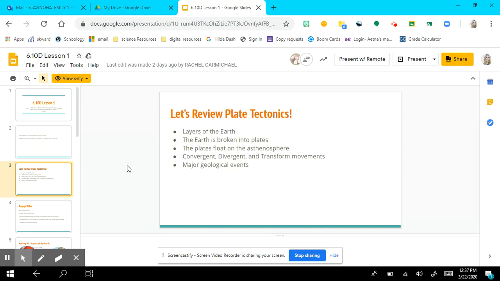In this lesson, we are going to review plate tectonics. We're going to review the layers of the Earth. We're going to review that the Earth is broken into plates. These plates float on the atmosphere. I'm so sorry. These plates float on the asthenosphere. Convergent, divergent, and transform movements. Remember, we played Simon Says with that. And major geological events.